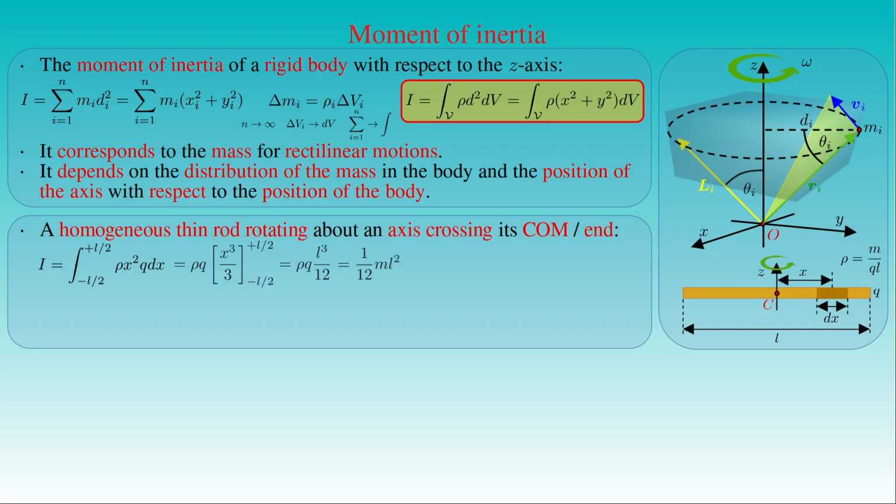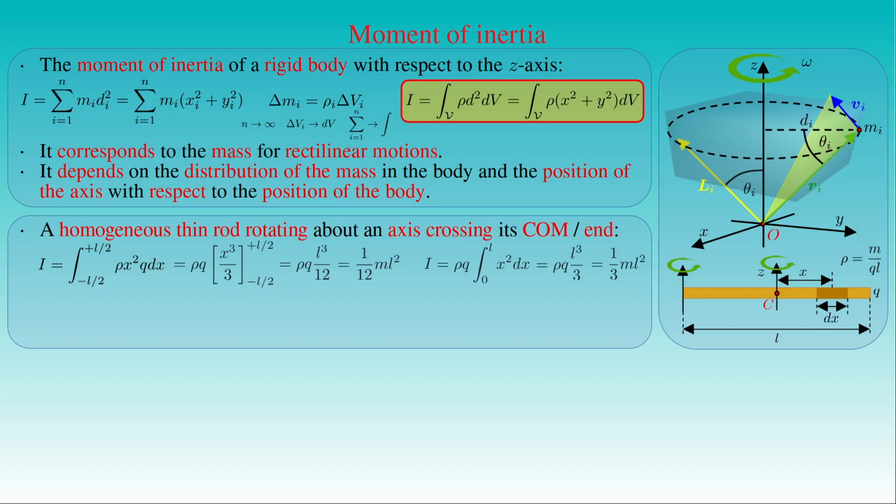If the axis of rotation passes through one of its ends, then its moment of inertia I is given by the density ρ times the cross-sectional area Q, times the integral of the square of the distance x from the end which the axis passes through with respect to this distance from 0 to the length L. Here the integration gives L cubed over 3, and the moment of inertia I of the rod with respect to a perpendicular axis passing through one of its ends is equal to 1 over 3 times its mass m times the square of its length L.